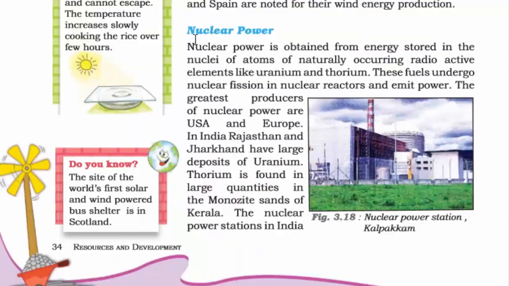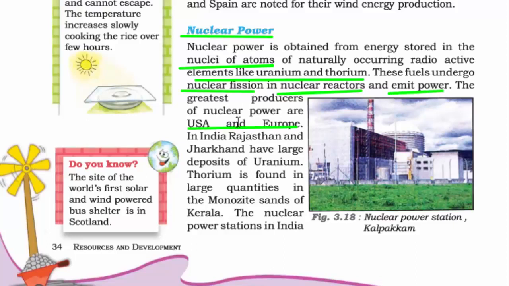And the next type of energy is nuclear power. Power is extracted from nuclei of atoms, especially elements like uranium and thorium. So we need a nuclear reactor for that. In that we need to do a nuclear fission. The meaning of nuclear fission is blasting the atoms so that it produces power.